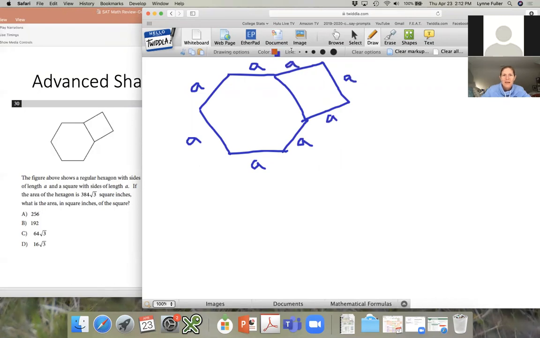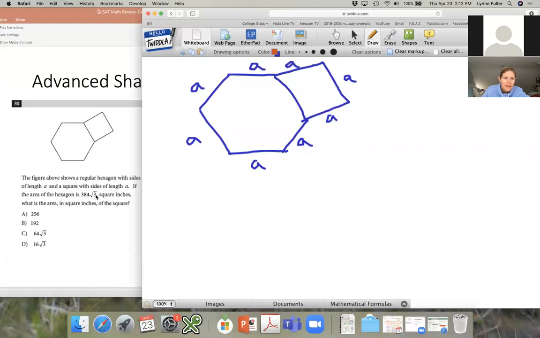Okay, so here the figure above shows a regular hexagon. Remember we talked about regular shapes? That means all the sides are equal. And it says with side lengths of A. So you'll see, because it's regular, I labeled everything A. And then you have a square with side lengths of A. So you'll notice that has side lengths of A. Okay, so that means I can break this hexagon down into equal parts, equal angles, essentially, if I wanted to.